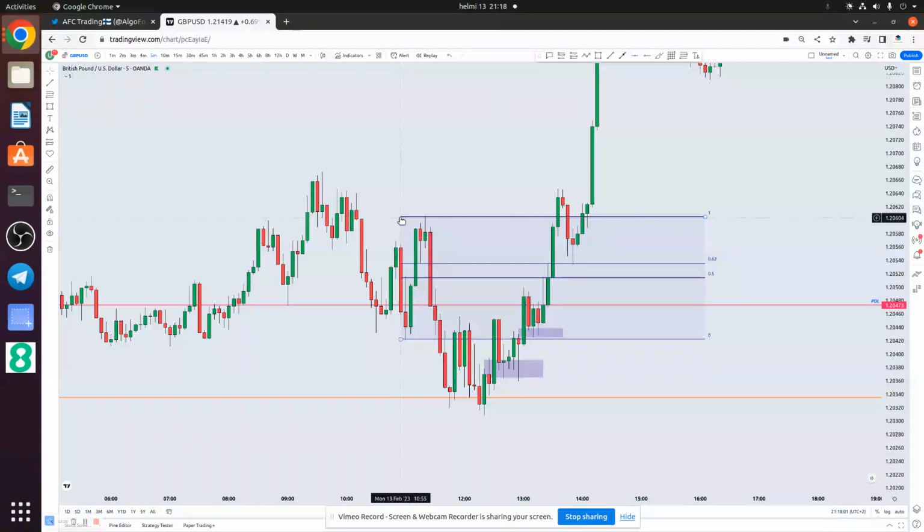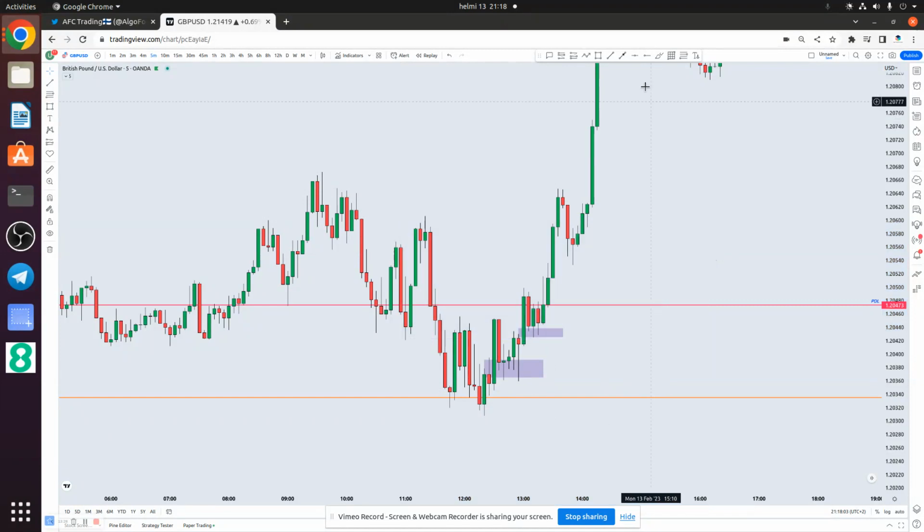I know some people would start highlighting, this is the breaker block, and then you are taken out again. Then you highlight the second one. Now this is the breaker block. Now I'm telling you, when you're using a mitigation block, it's the whole structure. Why? Because we have a structure. Why are you looking for a single candle if price has given us a structure?